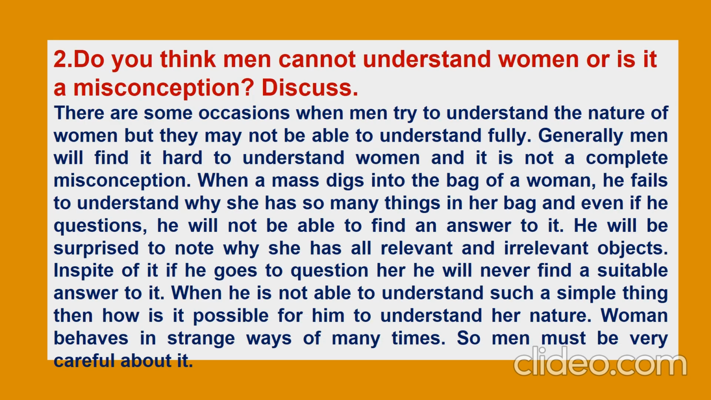Even if he questions, he will not be able to find an answer to it. He will be surprised to note why she has all relevant and irrelevant objects. In spite of it, if he goes to question her, he will never find a suitable answer to this question. When he's not able to understand such a simple thing, how is it possible for him to understand her nature? A woman behaves in a very strange manner many times. So men must be very careful about it.